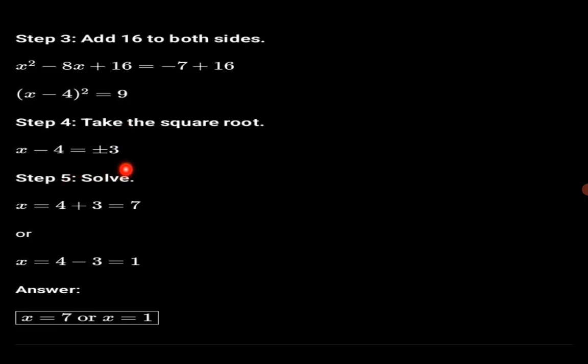Then solving for x, you take the minus 4 to the right, so you have 4 plus 3, which is 7, or x is going to be 4 minus 3, which is 1. So therefore the values of x will be minus 7 and minus 1. Sorry, x will be equal to 7 or x is equal to 1.